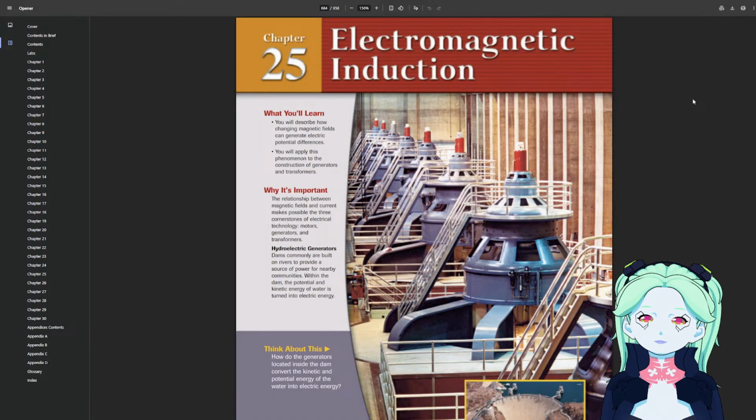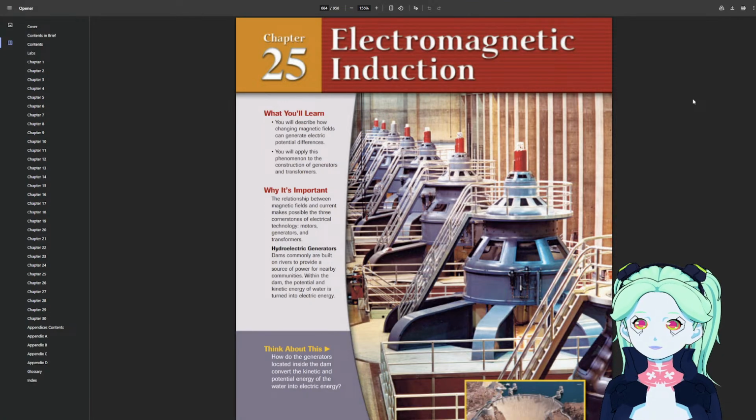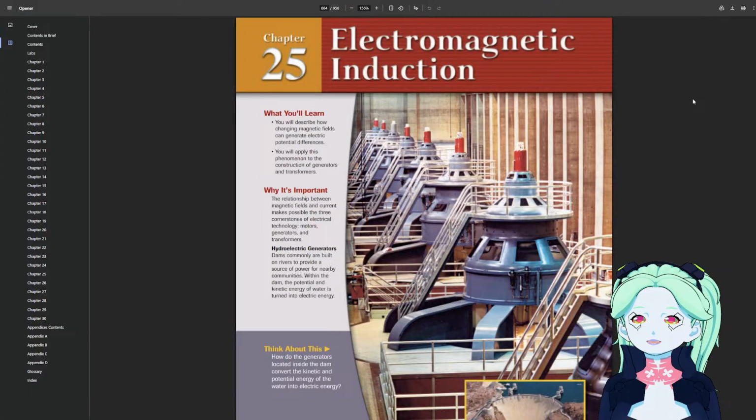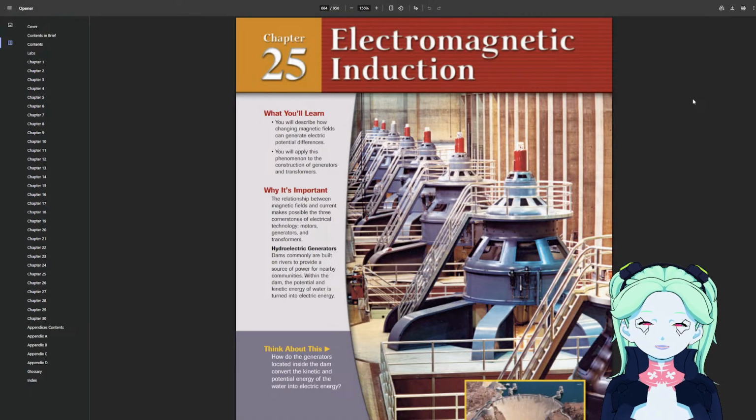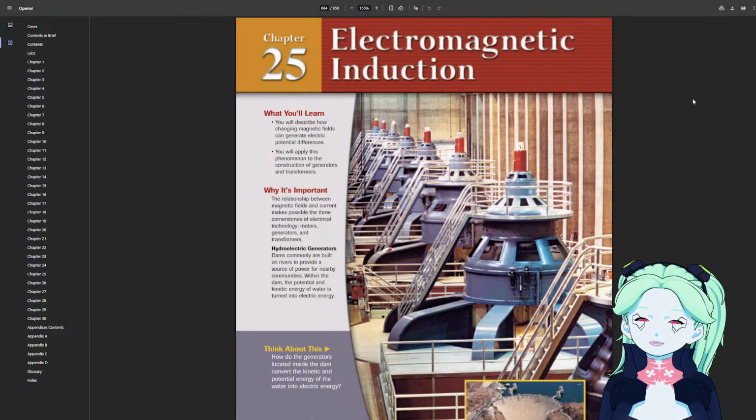Why it's important. The relationship between magnetic fields and current makes possible the three cornerstones of electrical technology: motors, generators, and transformers. Okay, let's read that again, shall we? The relationship between magnetic fields and currents makes possible the three cornerstones of electrical technology: motors, generators, and transformers.